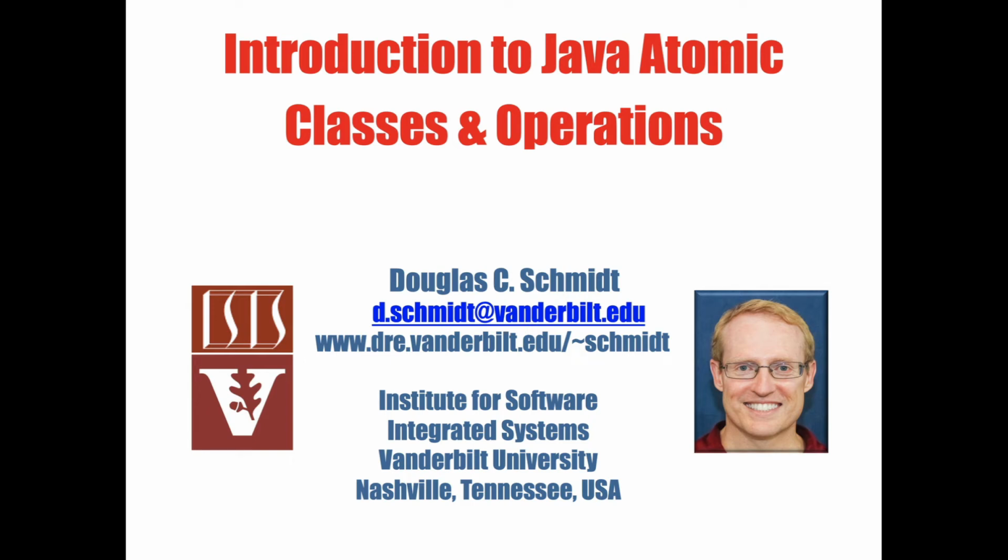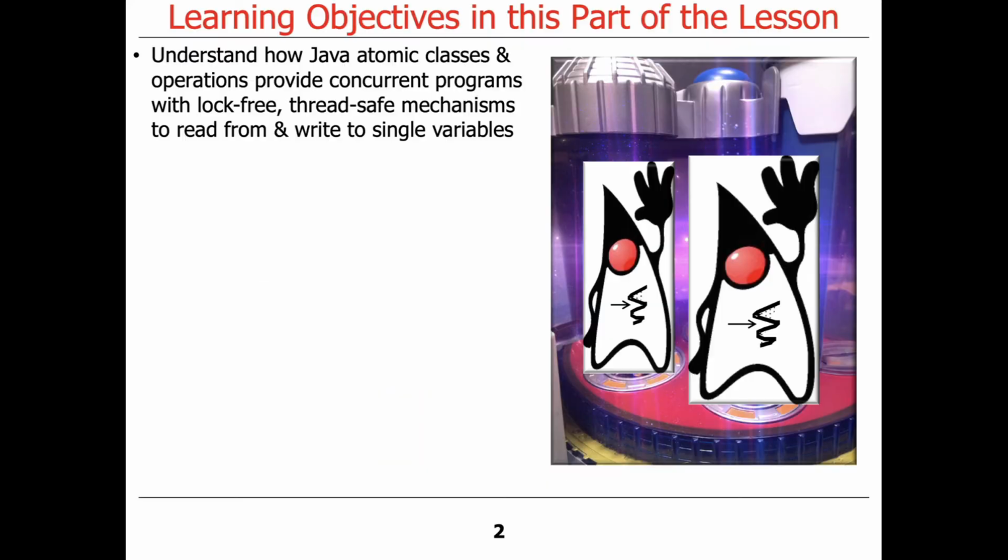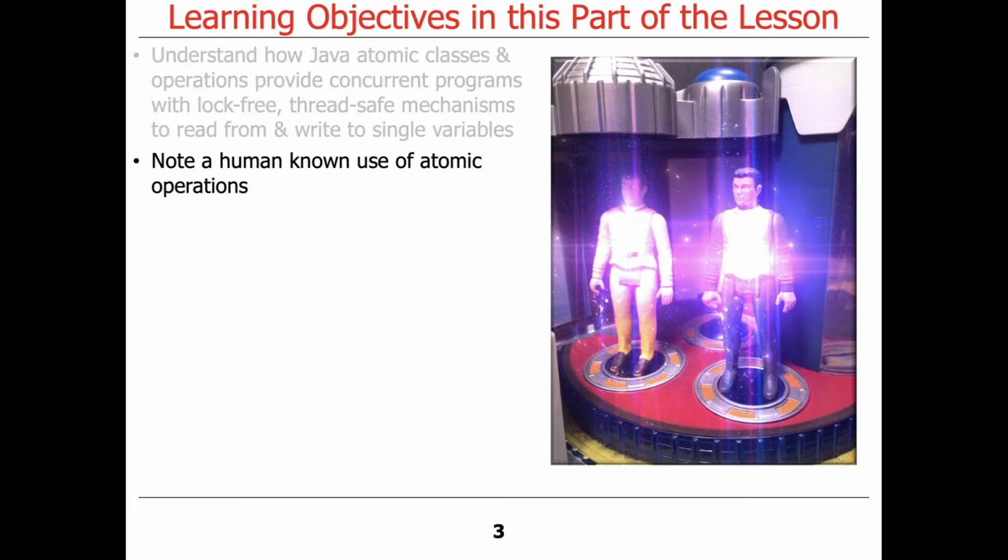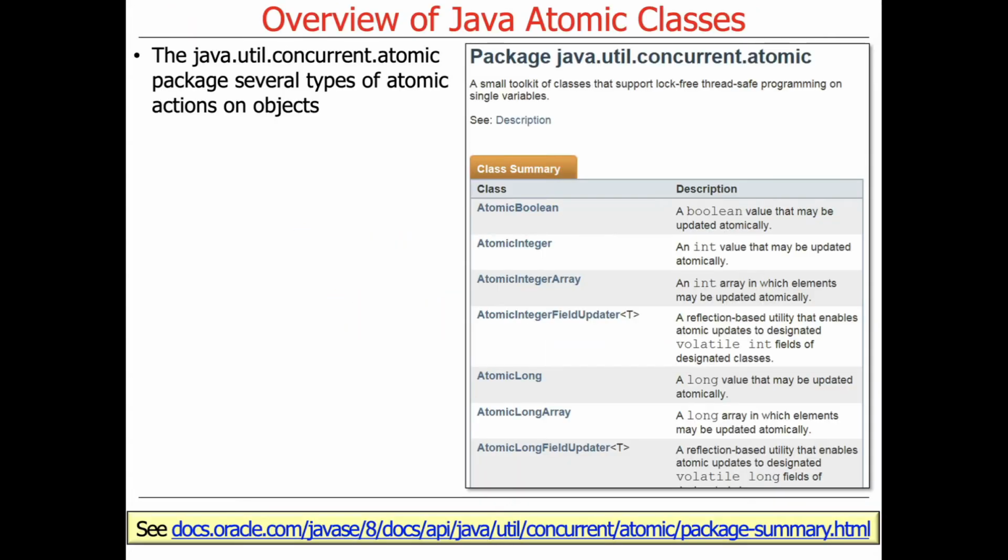So the next set of topics in the course will focus on atomic classes and operations. I'm going to explain how Java atomic classes and operations provide concurrent programs with so-called lock-free, thread-safe mechanisms that can be used to read from and write to single variables atomically. We'll also talk about a couple of human-known uses of atomic operations, although the word human should be taken somewhat with a grain of salt, because these are all from fantasy or science fiction epochs, but you'll understand where they come from probably.